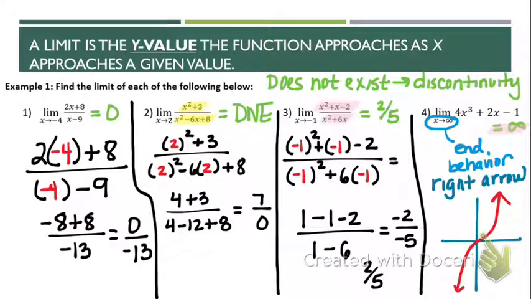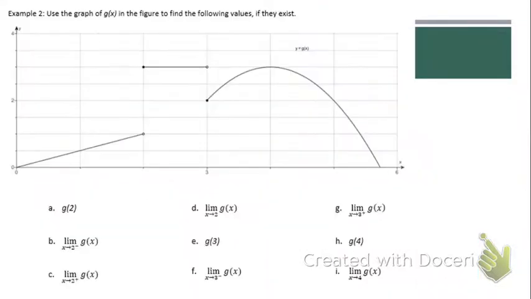All right, so that's how you find the limit if you have an equation. You just substitute it in. And as long as you don't end with a 0 in your denominator, then you have a limit. All right, so now let's look at a graph. So these are a little bit more tricky.